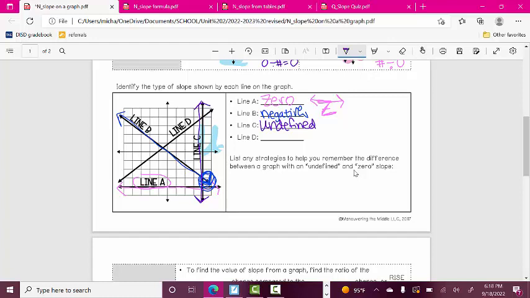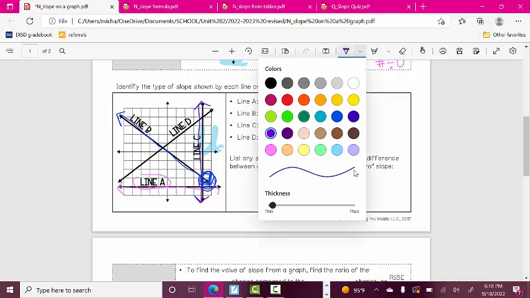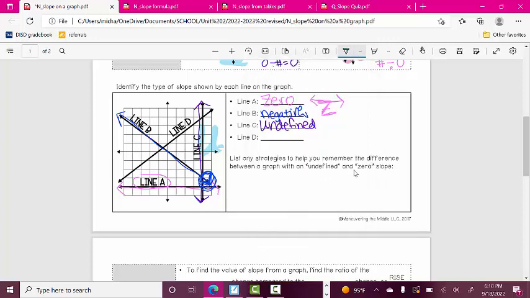Okay, and then line D, going from left to right, line D is pointing up. Since it's pointing up, line D is positive.